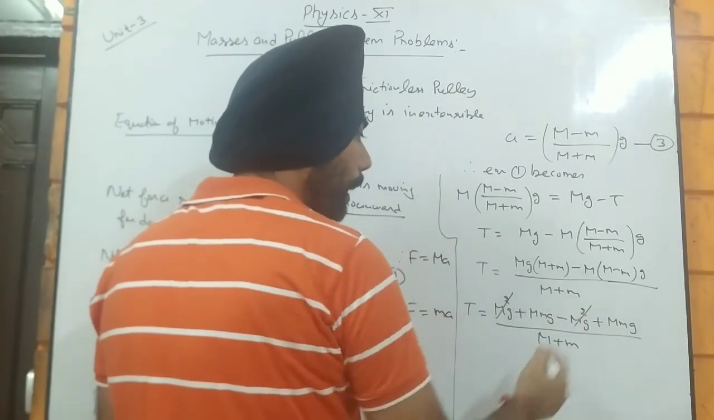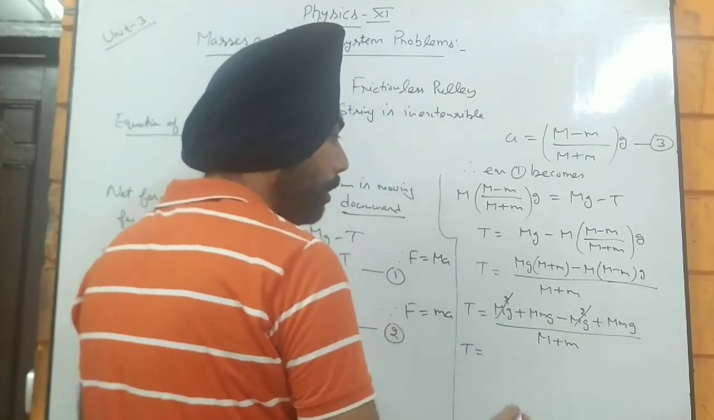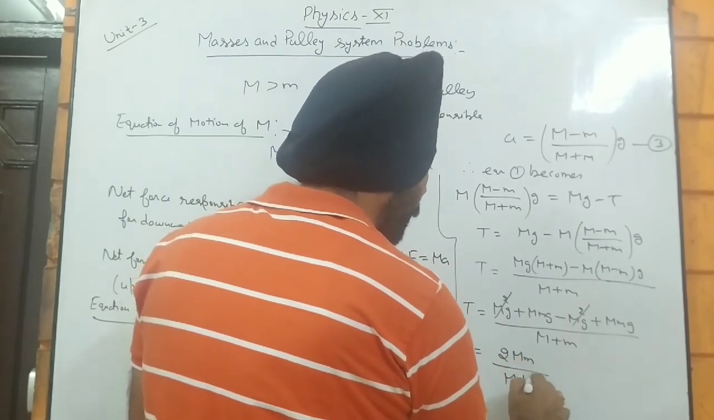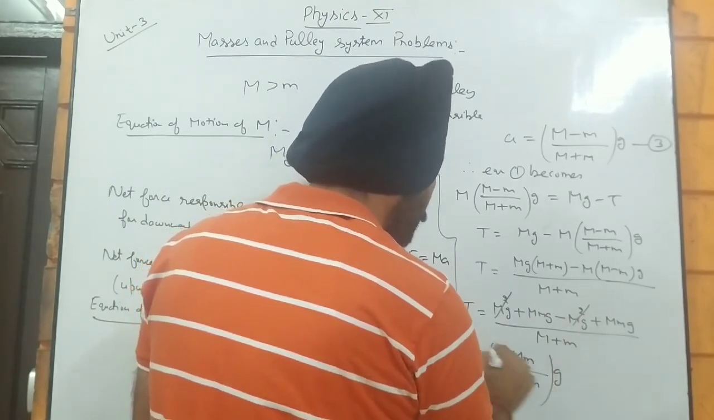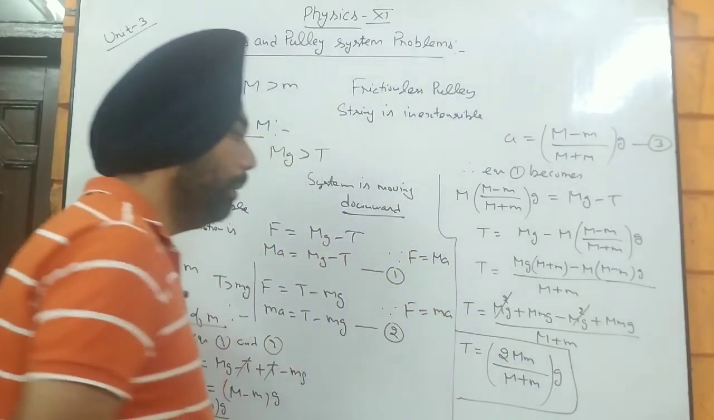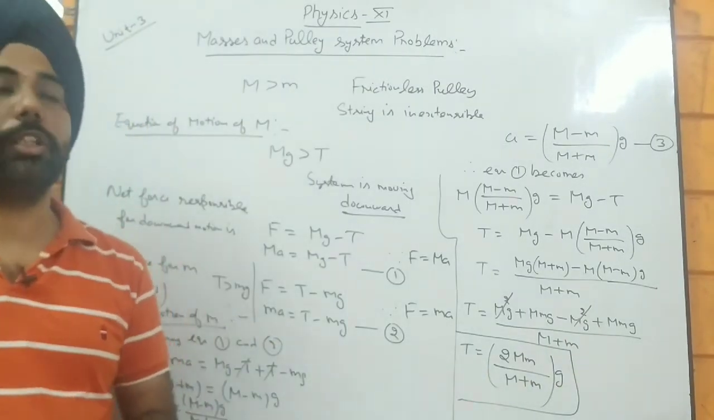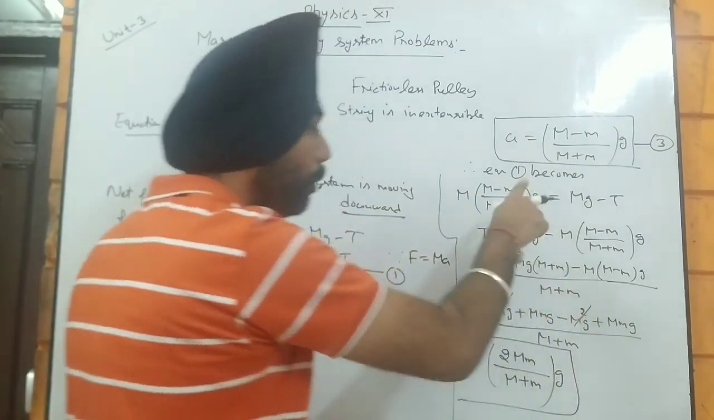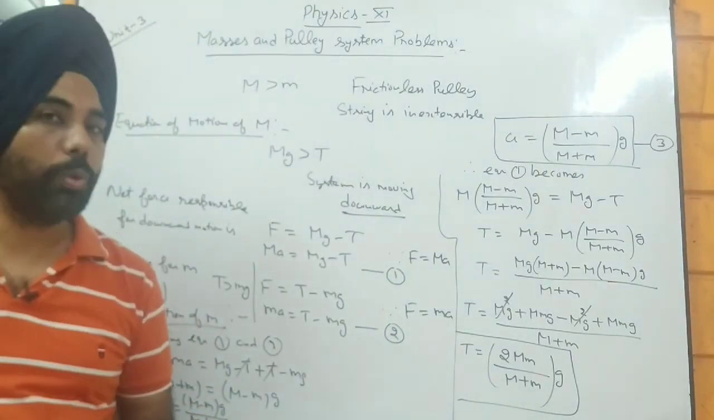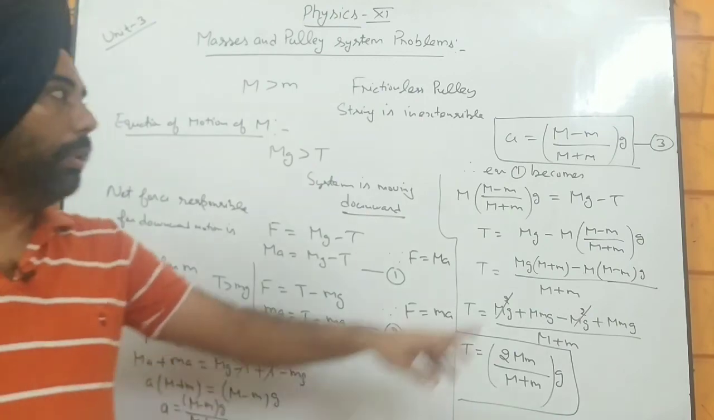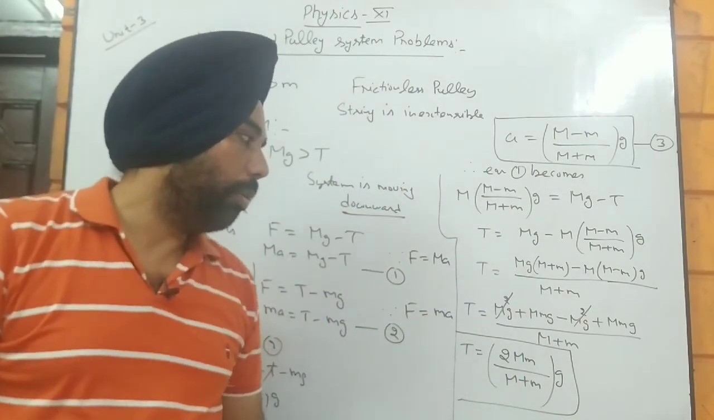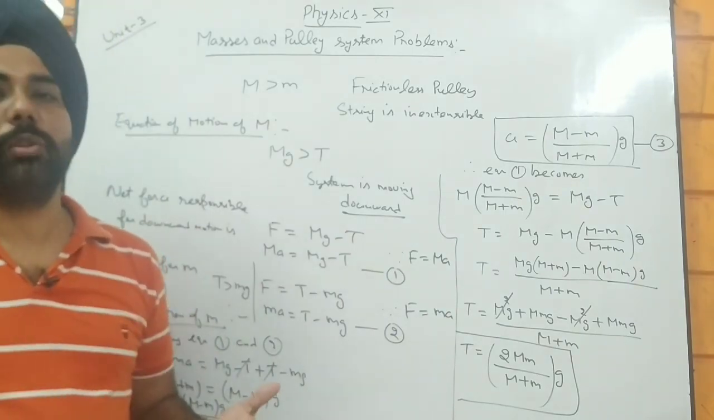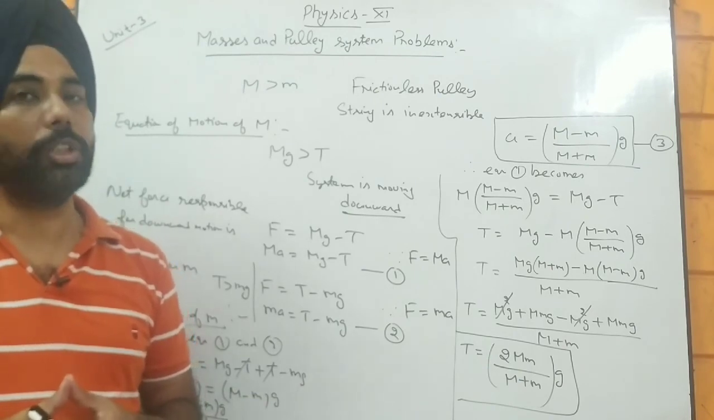Now M squared g is cancelled out, and what you have in the answer is 2 capital M small m over M plus m multiplied by g. Now that is going to be the value of tension T in the string, and that is the value of acceleration. So these two are the basic formulas for any mass pulley system. If you have these acceleration and tension T formulas in mind, and how these formulas are derived, you can easily solve so many numerical problems of mass pulley system.